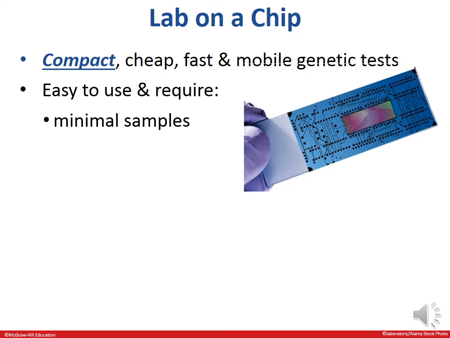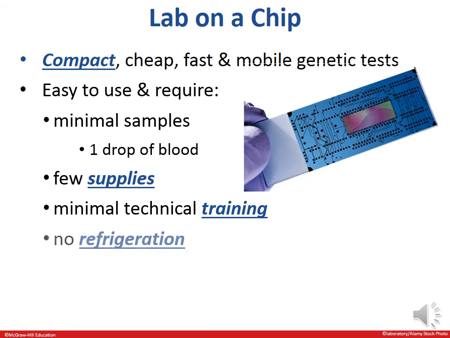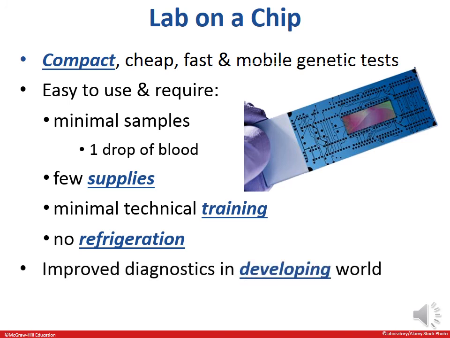But easy to use. They only take a tiny sample. For example, one single drop of blood can be used to detect a number of different diseases. There are very few supplies involved, very little training involved, and they don't require refrigeration, which is really important when you're going out to remote parts of the world to surveil for different diseases.